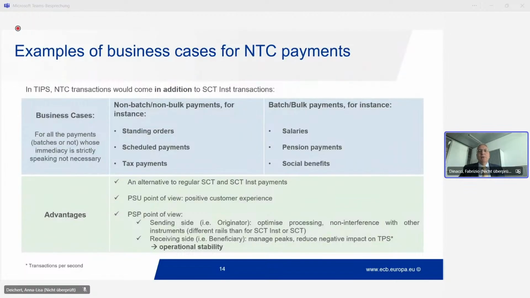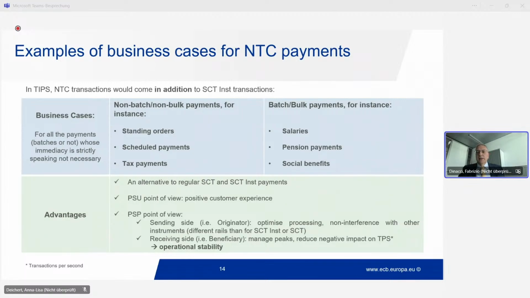From the point of view of the PSP, we have to differentiate between the sending side and the receiving side. As I said, on the receiving side, it's about protecting your reputation. You don't want to be the one that is slowing down or even rejecting payments. And so ultimately, you have an operational stability that is kicking in. On the sending side, of course, you can optimize the processing, and you have also a way, thanks to the solution that we have in TIPS, of not having any interference with other instruments. So the rails are different than the rails for SCT Inst or SCT. And this is quite striking, because the rails are different, but the system is one. We are not going to ask any participant to pay another account maintenance for this. There will be the same participation, but with much more functionality that is provided.